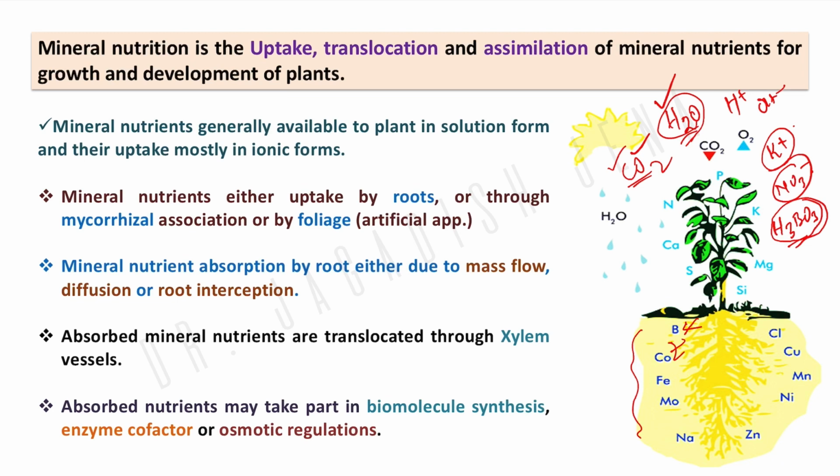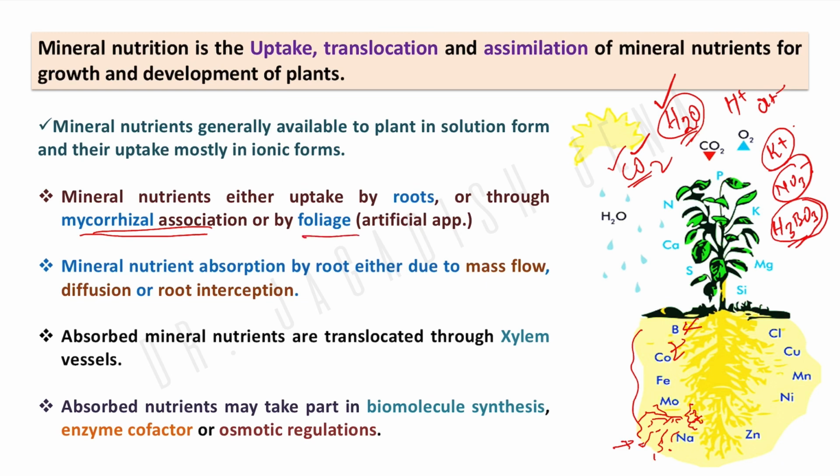Another one is through mycorrhiza association. That means some plants have fungal association. If the mycorrhiza is attached with the root system, it increases the surface area. Fungal hyphae spread throughout the soil system and extend the root activity so that they can reach the unexplored part, and from there also they can absorb nutrients. So that is mycorrhizal association.